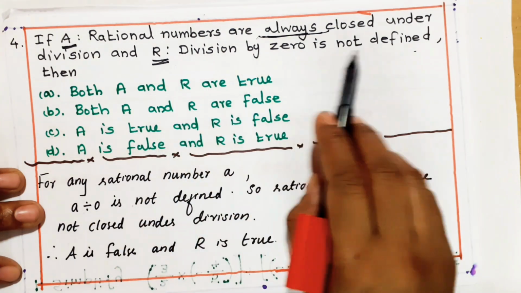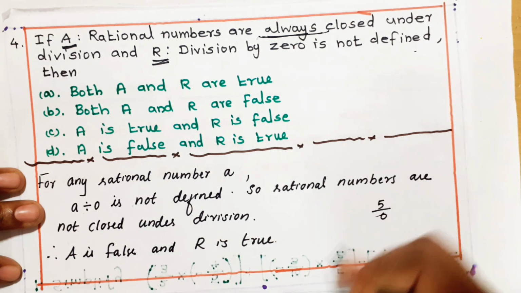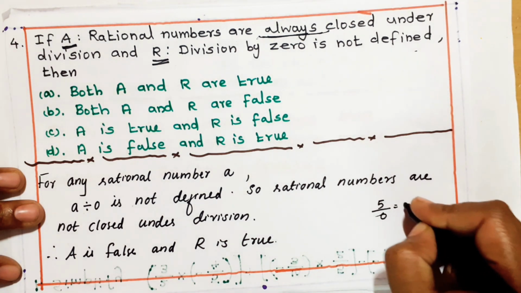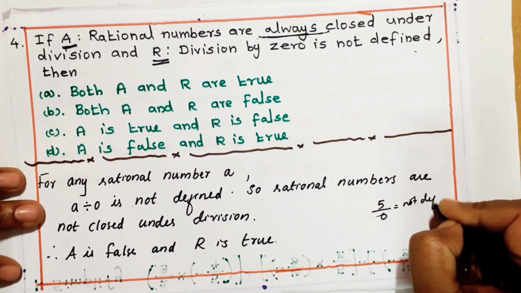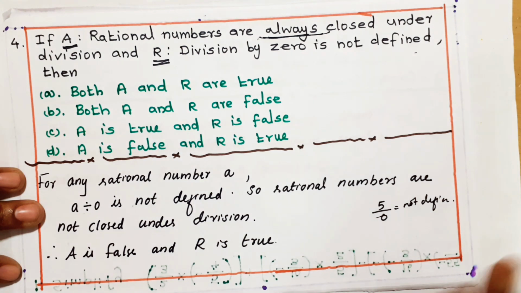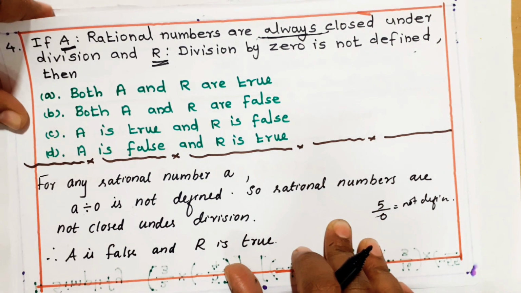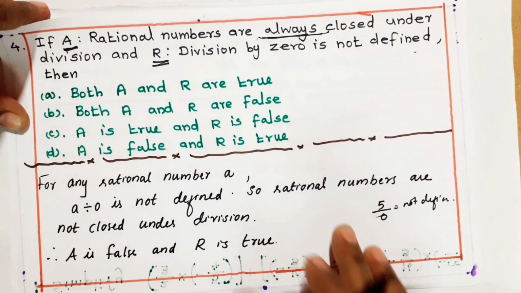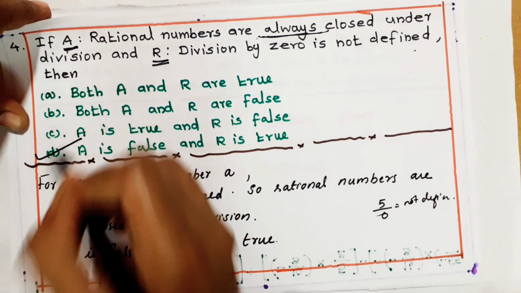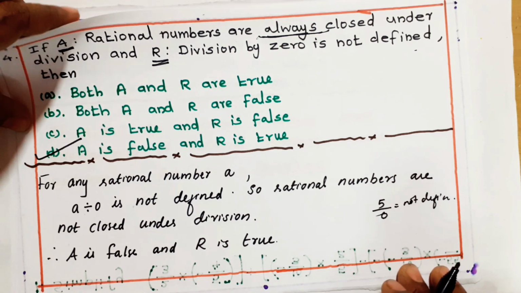But the second statement is correct. Division of a by 0 is not defined. We don't know the value of 5 by 0. It is not defined. So by seeing this, I understood the first statement is wrong because it is not always closed under division. We cannot divide a number with 0. But the second statement is correct. Division by 0 is not defined. That is correct. So your answer is A is false and R is true.